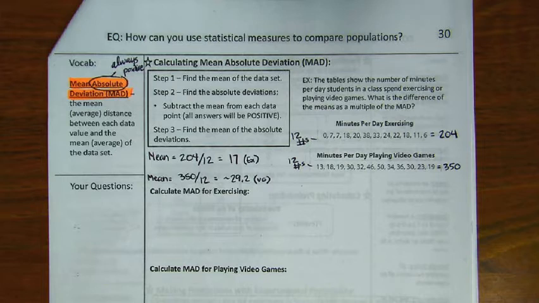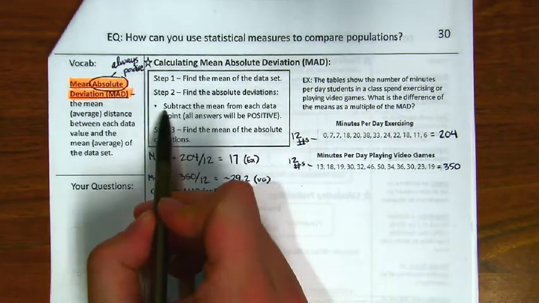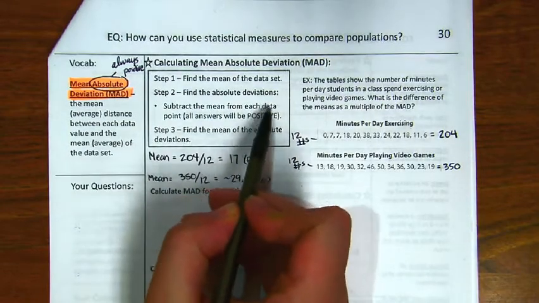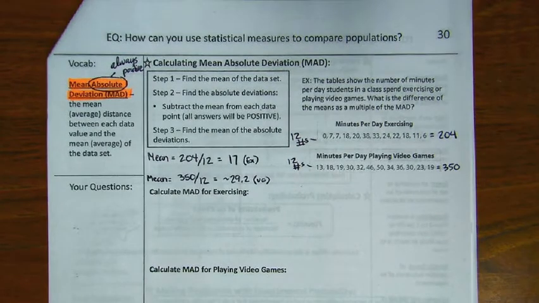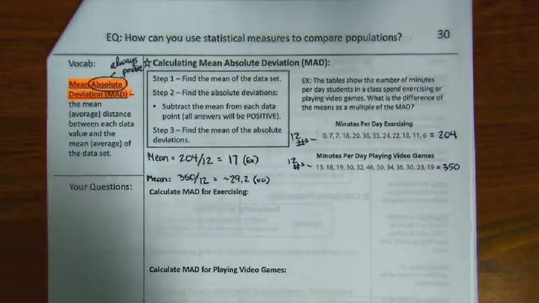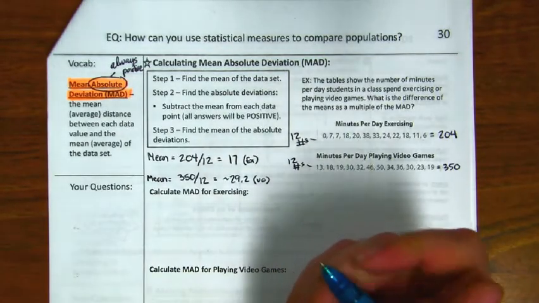Step two is we need to find the absolute deviations. Deviation means how is it different. So we're going to subtract the mean from each data point, and no matter what, even if you end up with a negative number, you're going to write your answer as a positive. Let's do exercising first, and I'm going to color code these so it's easier to tell them apart. For exercising, let's do blue.